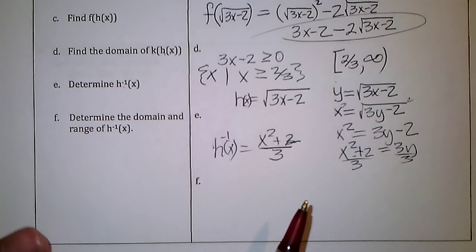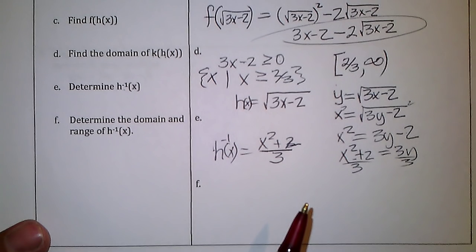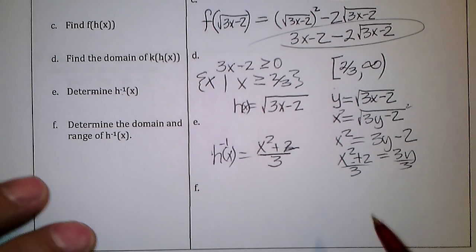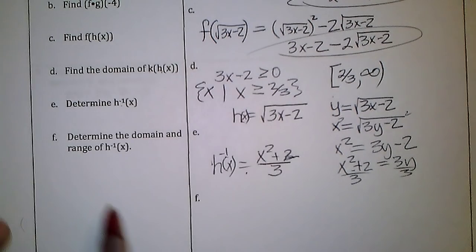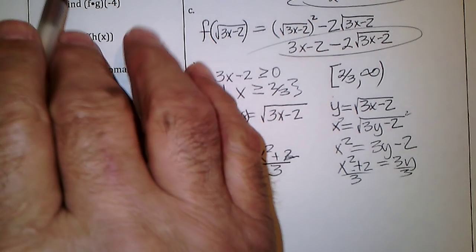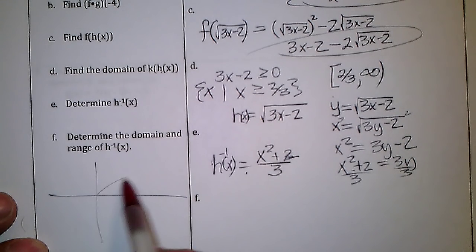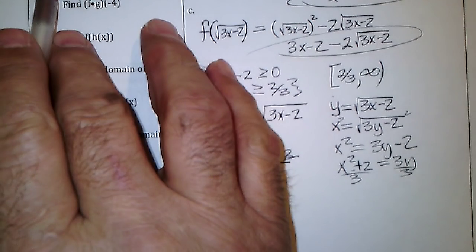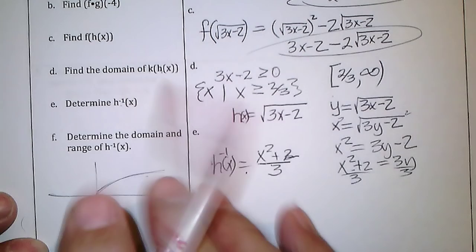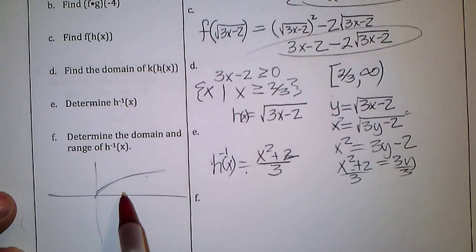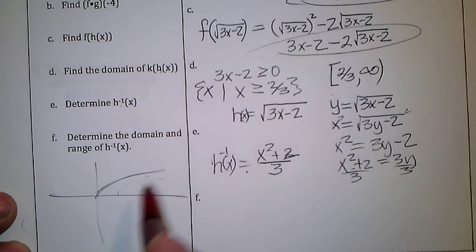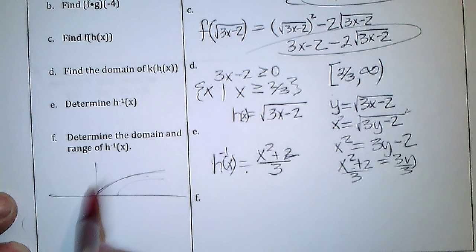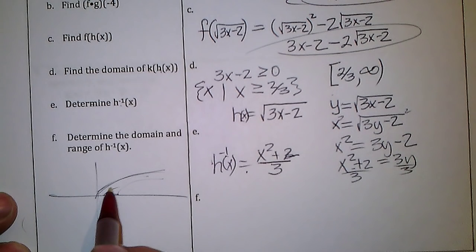And F, we're supposed to determine the domain and range of h inverse. Okay, let's go back to what h was. h was the square root function, which is a sideways parabola, but only the top half. It was stretched by 3 and moved right 2. You move it right 2 and then stretch it out. No, times 3, so it shrinks it in by a third. So it's in here something like this.